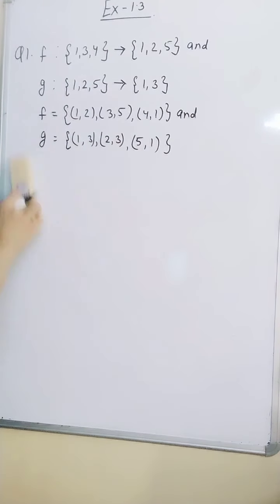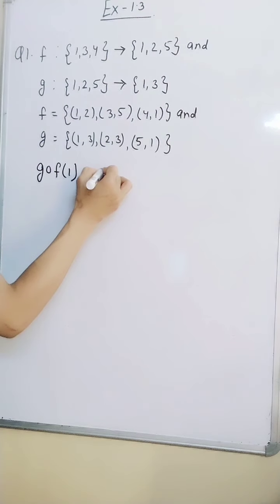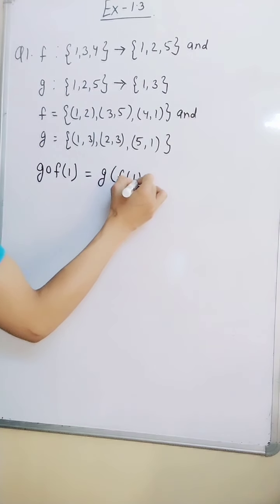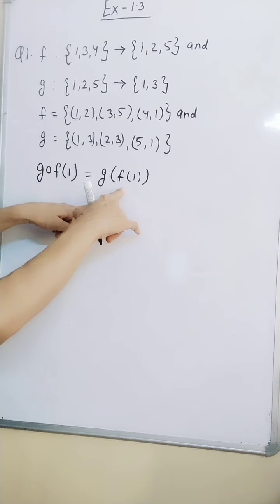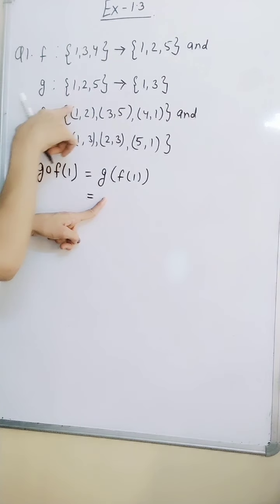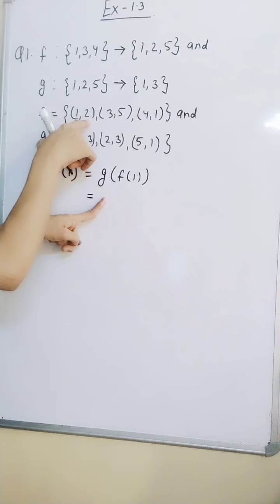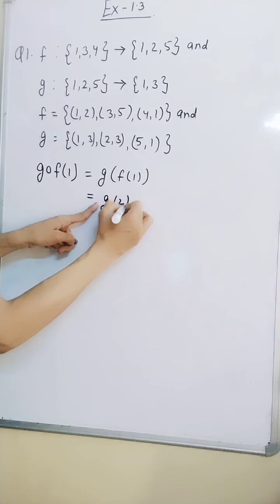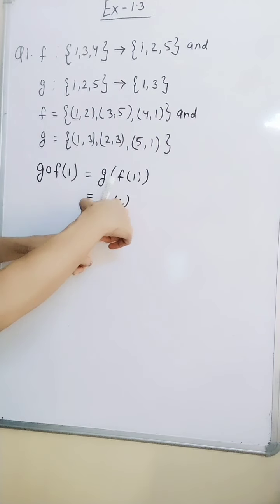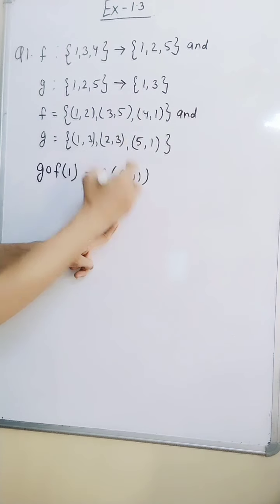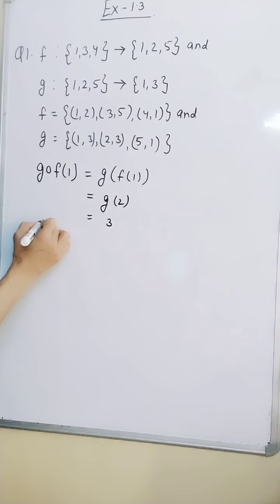So g o f of 1, we can write g(f(1)). Now see what is the image of f(1). The image of f(1) is in the set, 2. So we can write 2. Now check what is the image of 2 in this function. The image of 2 in this function is 3. So g o f of 1 is 3.